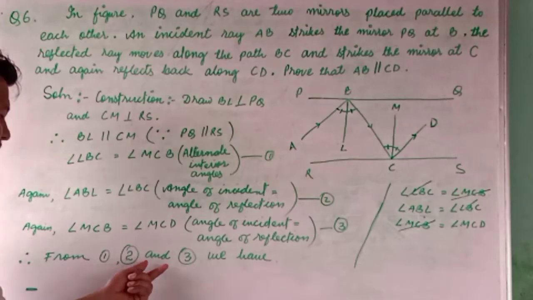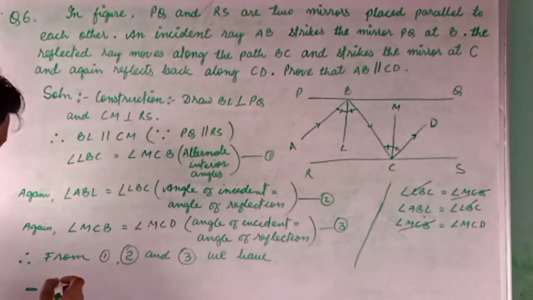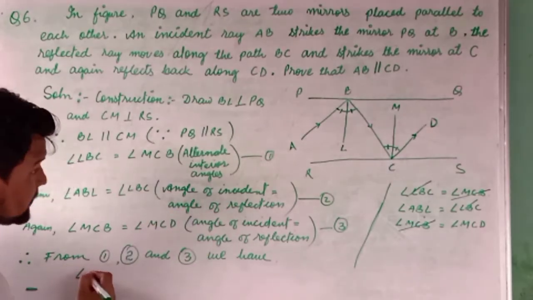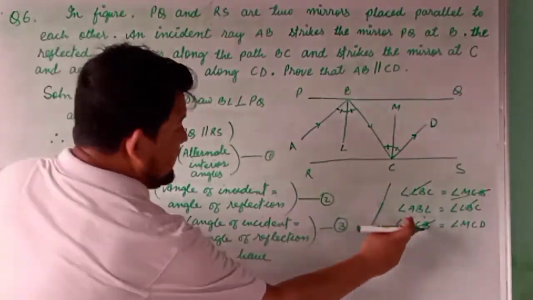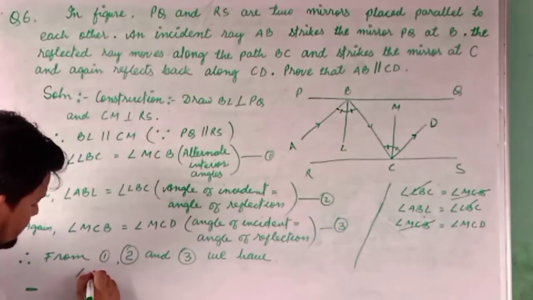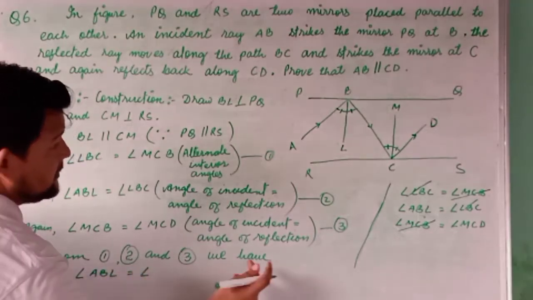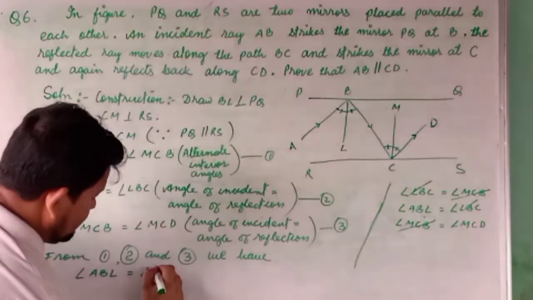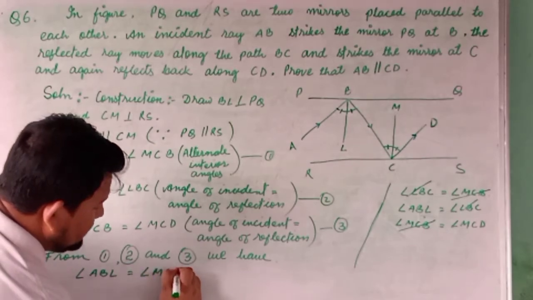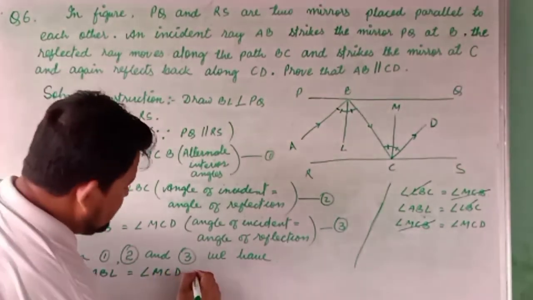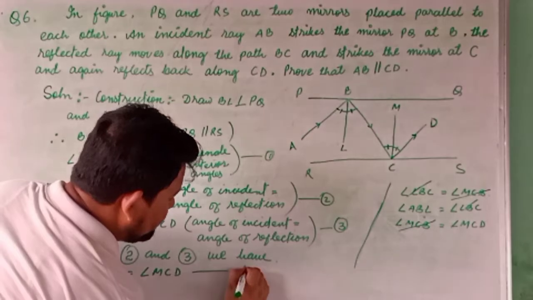So from 1, 2 and 3, what we have got here, we can write angle ABL is equal to angle MCD. Okay, so this one let us give as equation number 4.